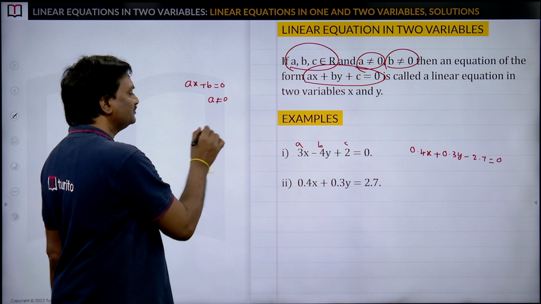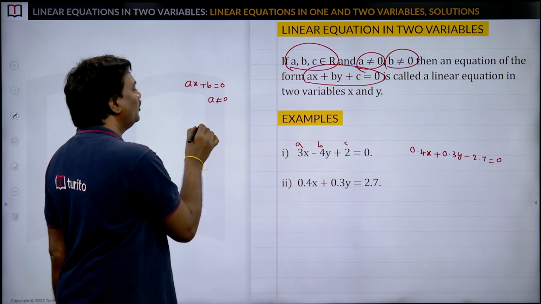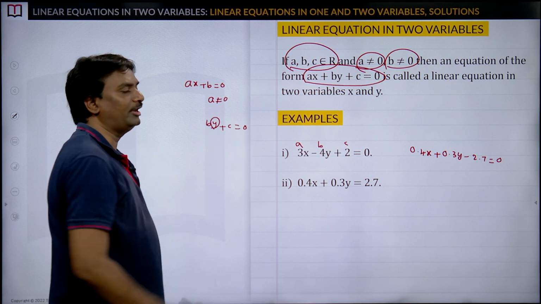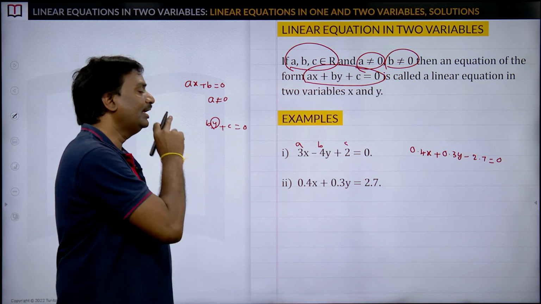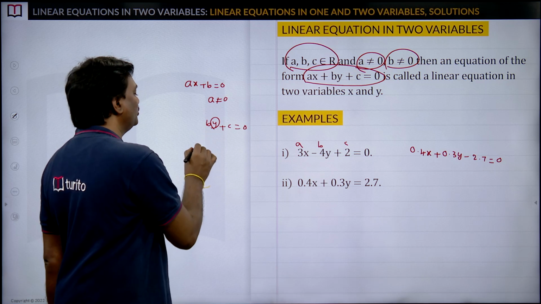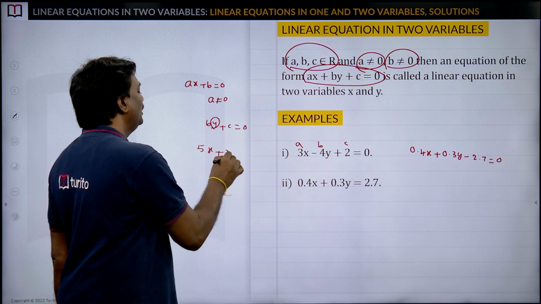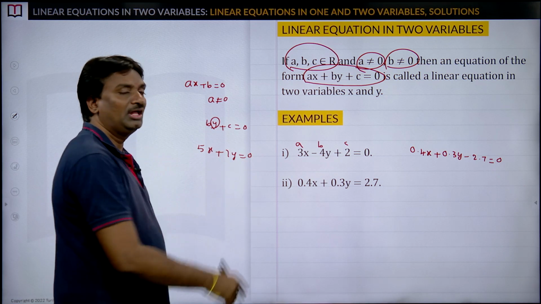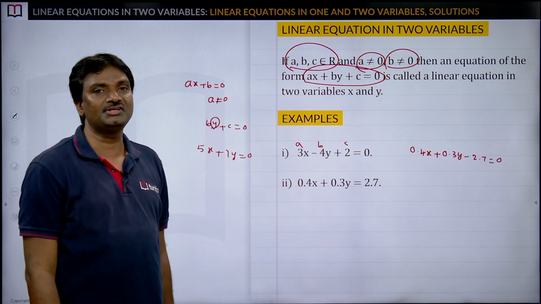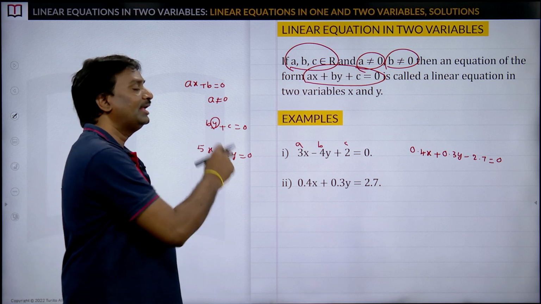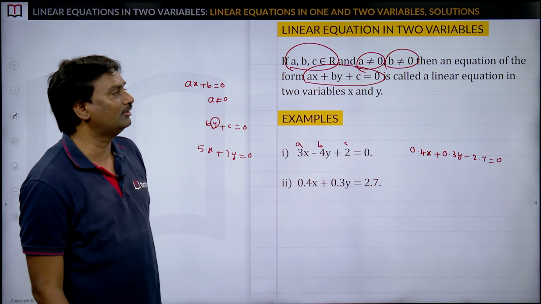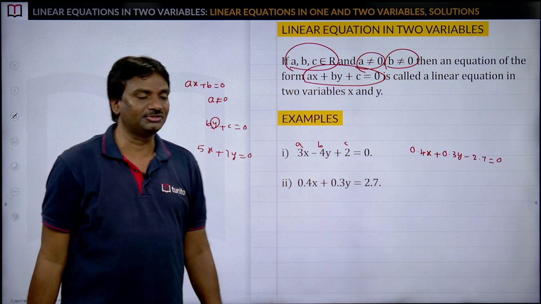For example, if you take a equal to 0, then what do we get? by plus c equal to 0. Here we have only one variable. So, that is why we can say this is a linear equation in one variable. If you want, you can take c equal to 0. For example, 5x plus 7y equal to 0. This can be taken as a linear equation in two variables. Actually, the constant c is not there. Still, we can say this is a linear equation in two variables. So, these are examples of linear equations in two variables.